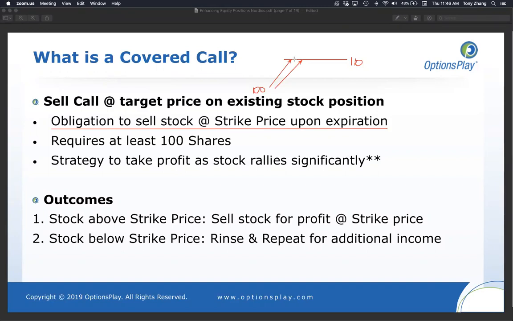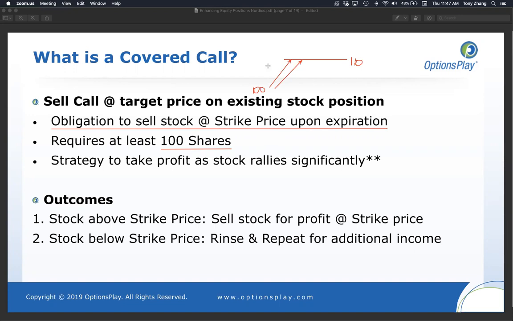Now, there is one difference, which is that when you place a covered call, you do need to sell in 100 share blocks. So let's say you have 300 shares. You can choose to sell one covered call, which would sell 100 shares, 2 covered calls, or 3 covered calls. But let's say you have 350 shares. You cannot sell 4 covered calls. You can actually only sell 3, up to 300 shares, because you can only trade in 100 share blocks when you're trading an option, because options reflect 100 shares per contract.